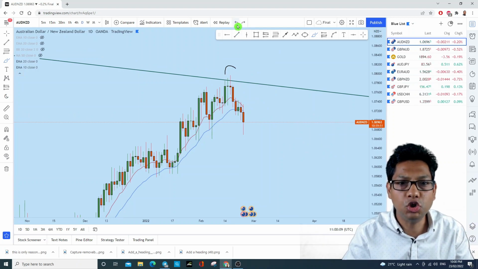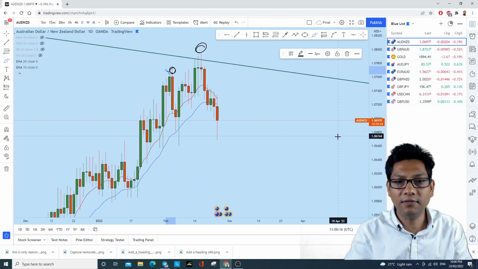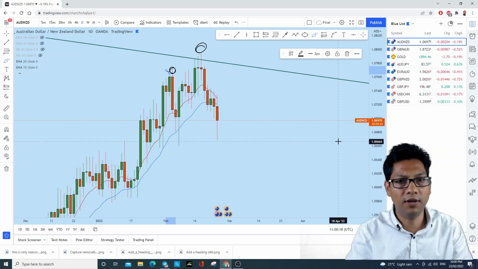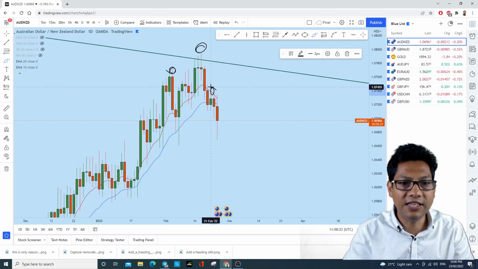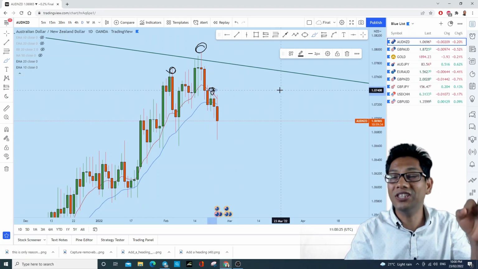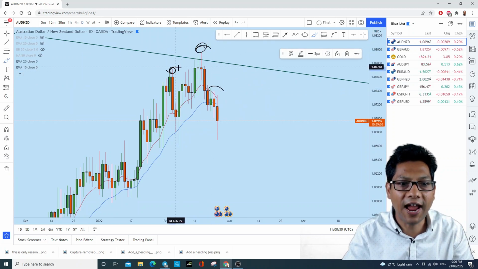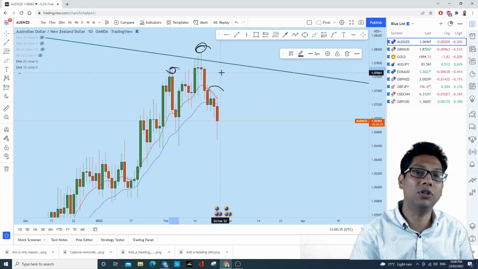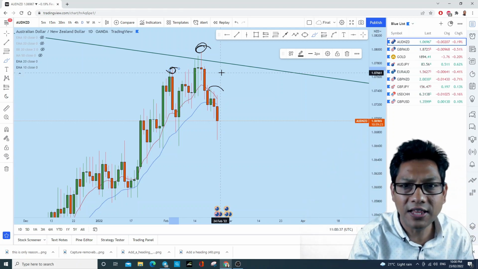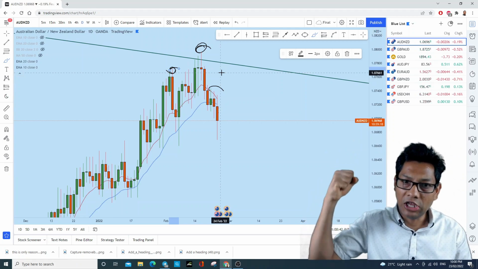So where is the head and shoulder here? See, this is the head, and this one is the left shoulder. Where is the right shoulder? Can you spot that? I gave you 10 seconds. Quick. You are 100% right. This green candle is the right shoulder. So you see clearly that the right shoulder is at an angle lower than the left shoulder. That means the sellers are strong in the market, huge momentum.